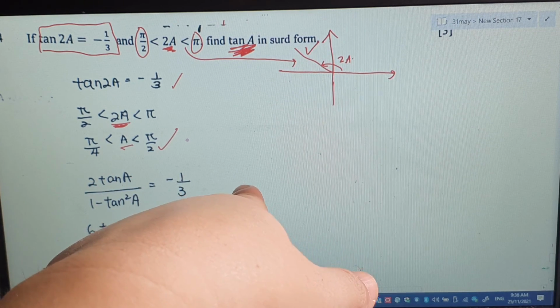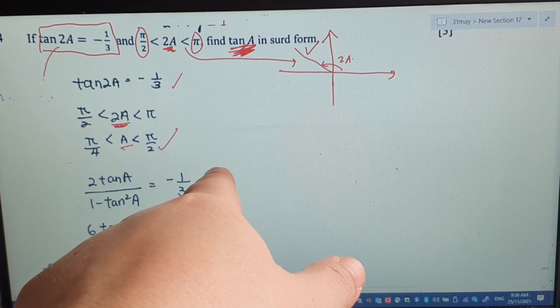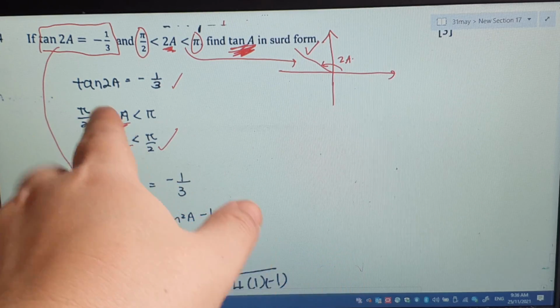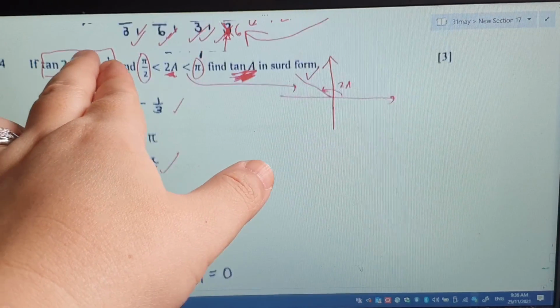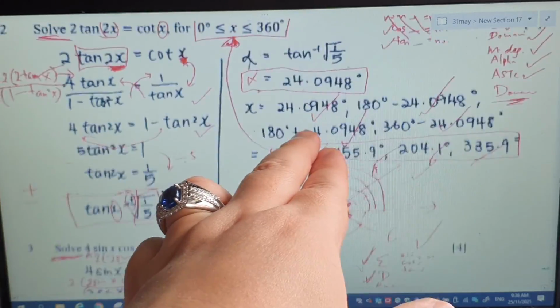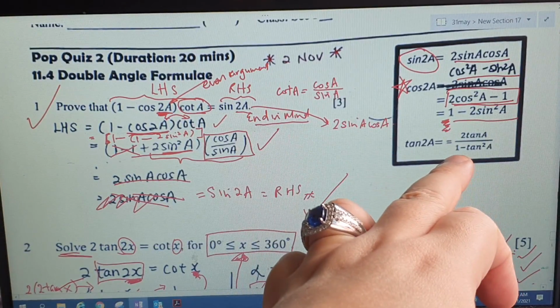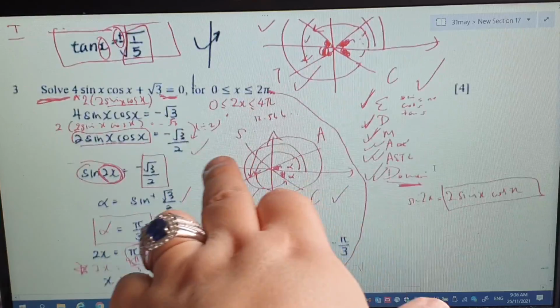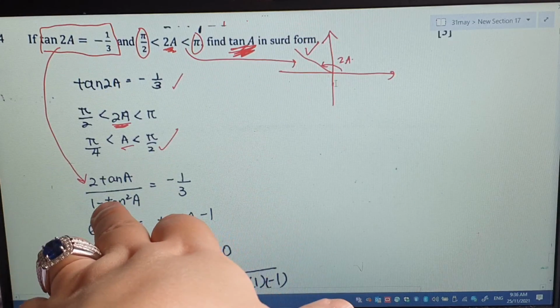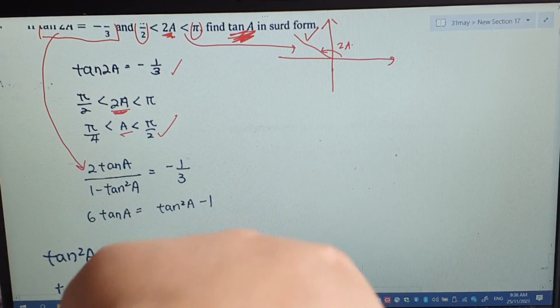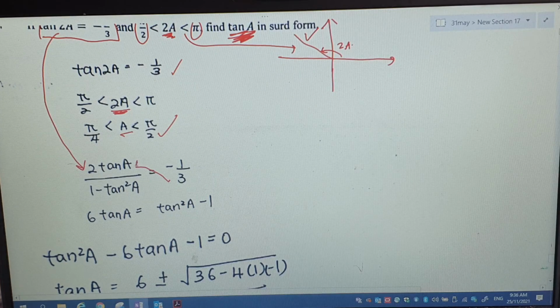And this is a continuation here. Tangent 2a, remember your double angle formula. Here is 2 tangent a over 1 minus tangent square a. So it is this one. Then, again, there's nothing else you can do except to cross multiply.